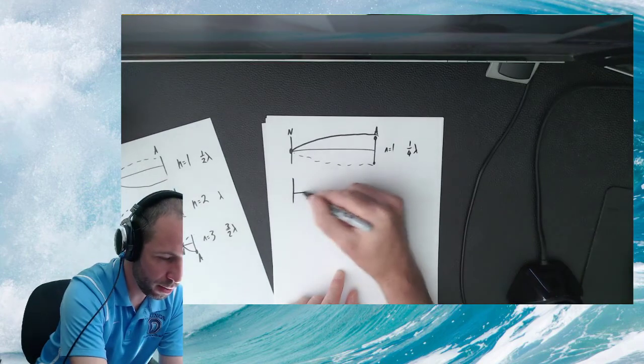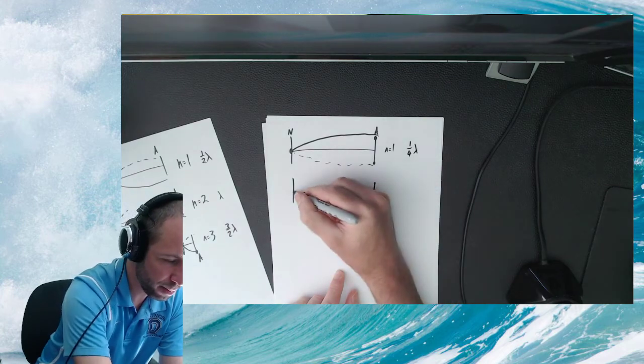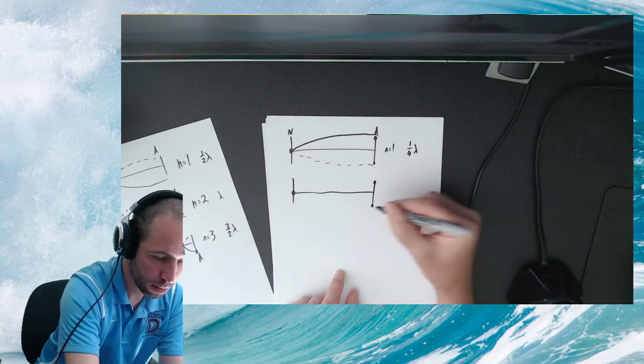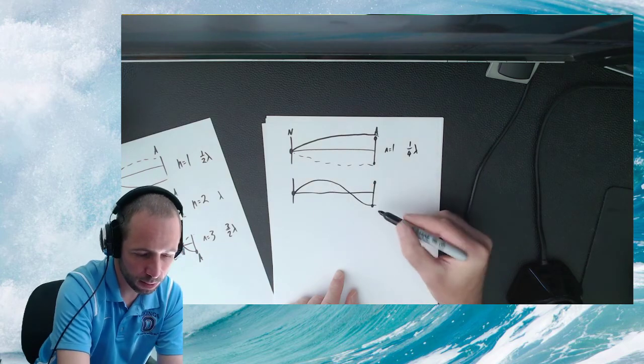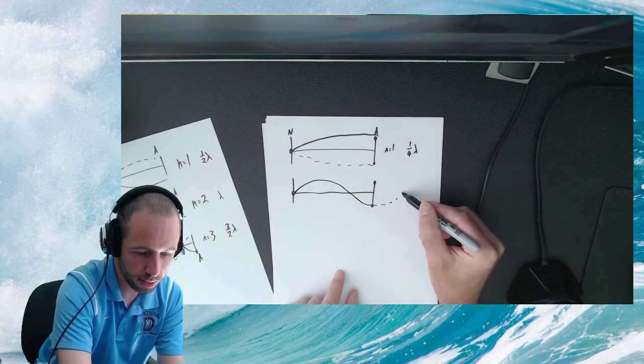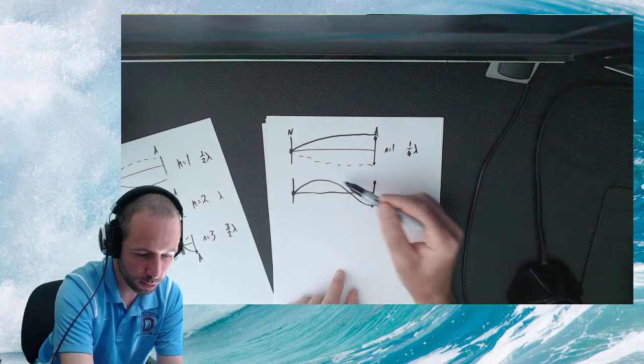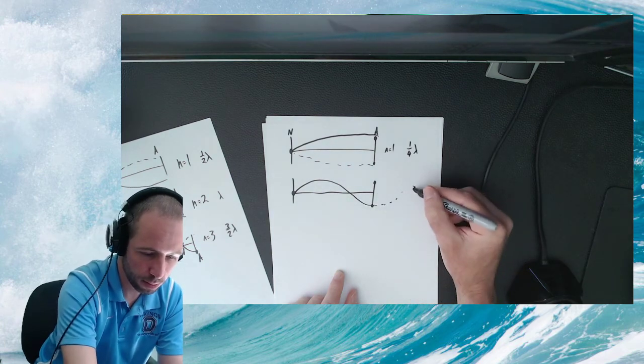Okay, another option is, in that same pipe, I could do this. And what I'm missing is that much. So that's 3/4 of the whole thing.